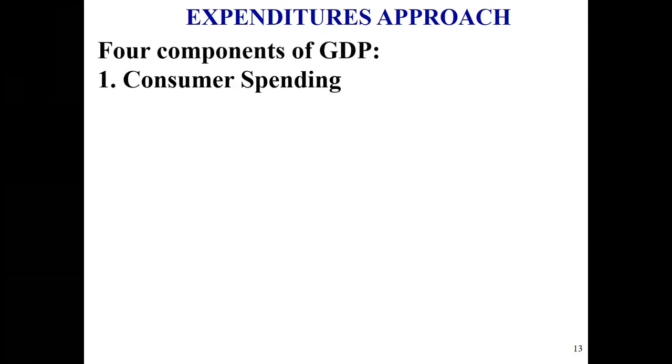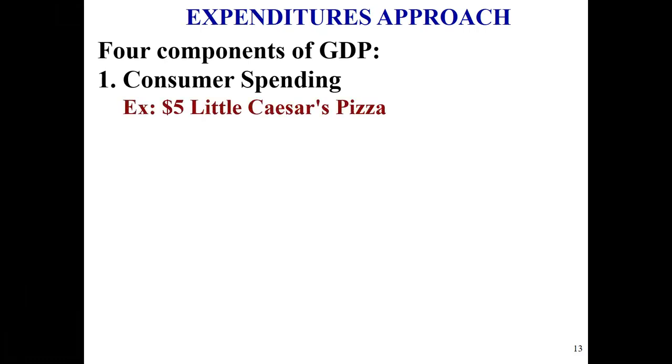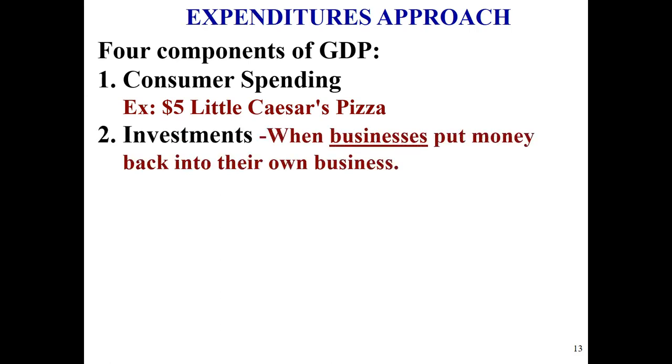So here are the four components. There is consumer spending, consumption. That's the one you know. You go to the store, you buy something, like my $5 slice of pizza. Investments are not stocks and bonds. It's where businesses are buying things to help their business. They might be buying tractors, equipment, or building factories. Those are all investments.